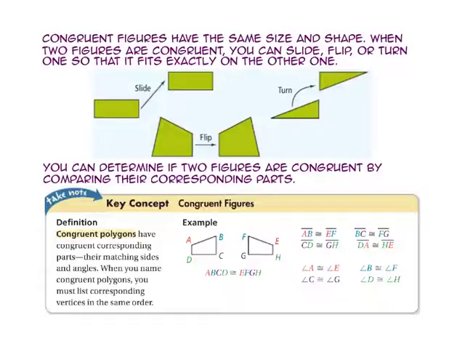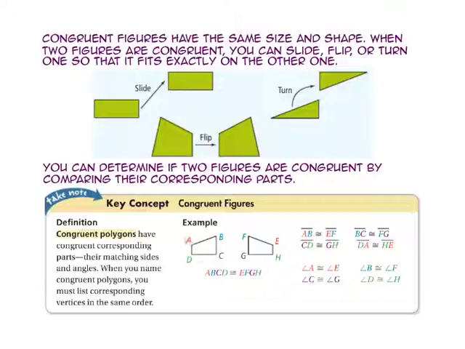You can determine if two figures are congruent by comparing their corresponding parts. Congruent polygons have congruent corresponding parts. They're matching sides and angles. When you name congruent polygons, you must list corresponding vertices in the same order. So for these two polygons, polygon ABCD is congruent to polygon EFGH.